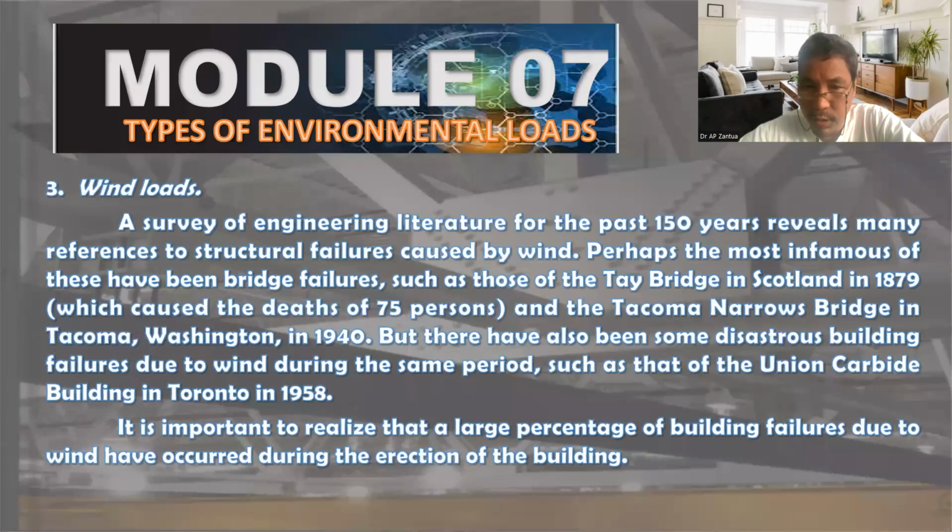There have also been some disastrous building failures. Not only bridges, even buildings would fail due to wind during the same period, such as the Union Carbide building in Toronto in 1958. Those things have been studied. Their failure mechanisms have been studied so that they could be put into the standards and codes. It is important to realize that a large percentage of building failures due to wind have occurred during the erection of the building.